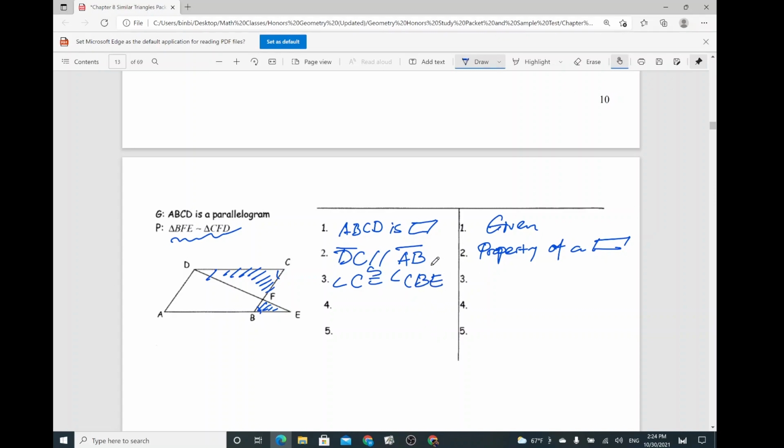If two lines are parallel, that means the alternate interior angles have to be congruent. And then statement number 4, you can say that angle DFC is congruent to angle BFE, or EFB. Definition of vertical angles.